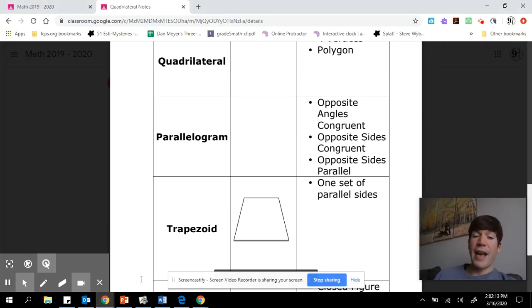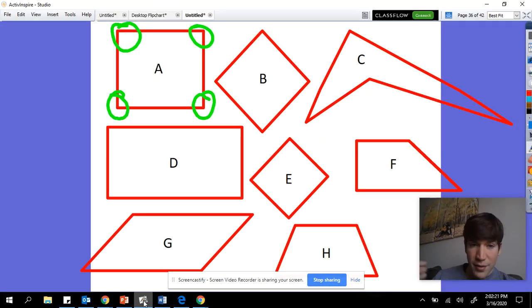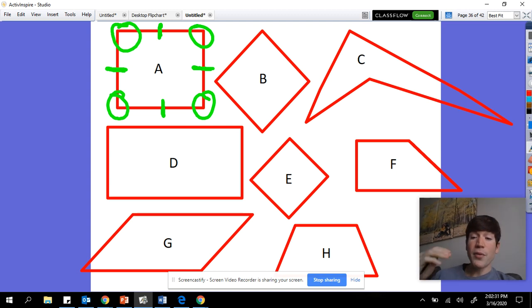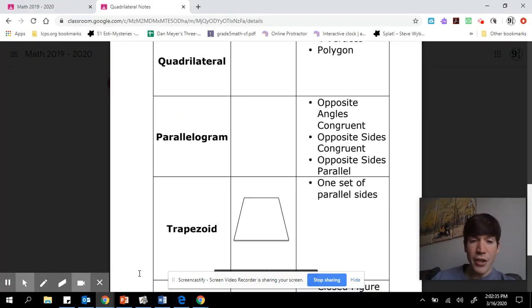The second thing you need to have in order to be a parallelogram is you have to have opposite sides congruent. Now, just like with angles, it works the same way with sides. It means this side and this side are the same length, and this side and this side are the same length. So the opposite sides have to be the same. And then the last thing you need to be a parallelogram is the opposite sides have to be parallel.